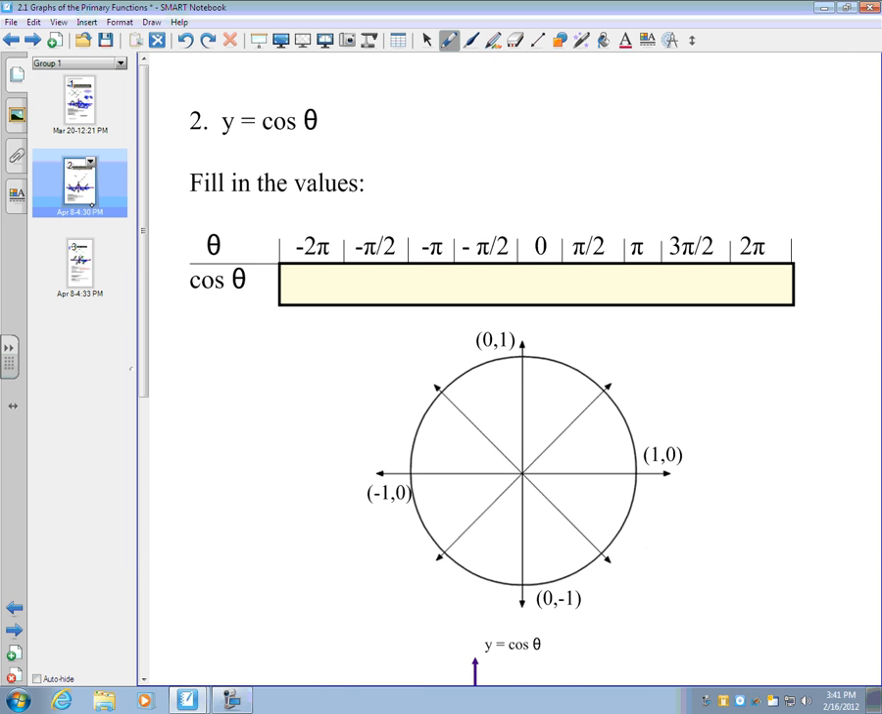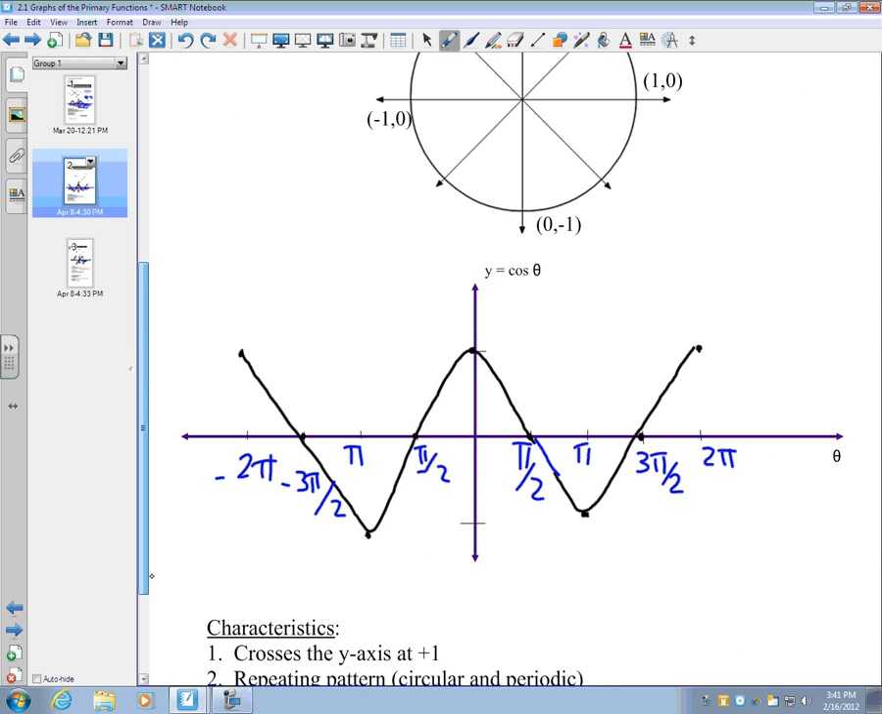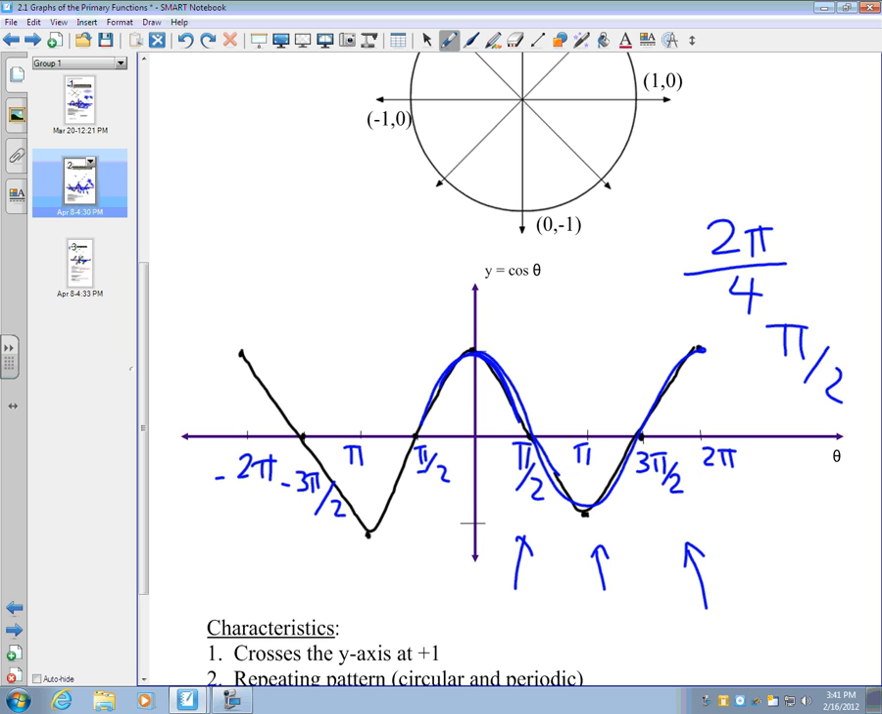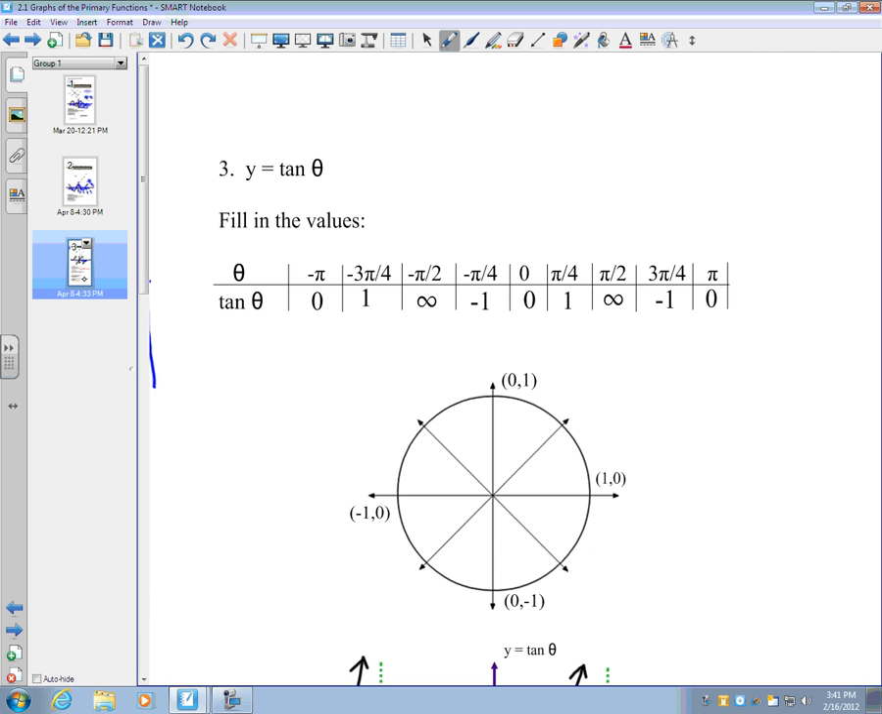Looking at the graph of cosine. Cosine has this general shape. The way I remember is it looks like a C right here. And again, its period length is 2 pi, until it starts repeating itself. If you divide that by 4, you get pi over 2, and that's how we decide how to do those intervals. Okay?